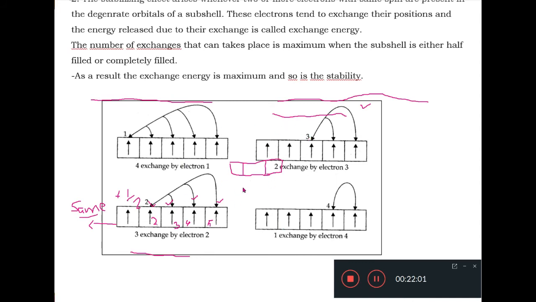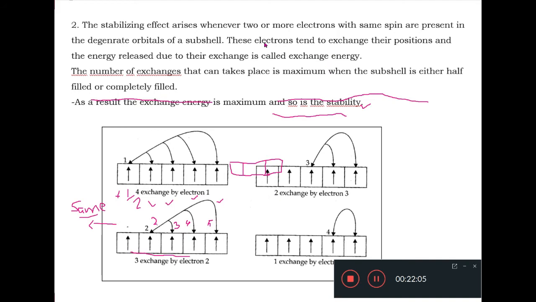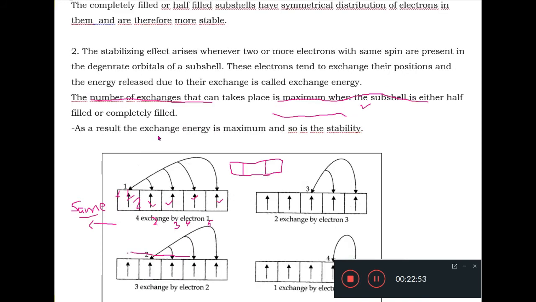The greater the number of exchanges, the greater the energy released. See, electrons tend to exchange their position. Whenever they do the exchange, energy is released. When energy is released from a system, it gets stabilized. So the energy released is called exchange energy. The number of exchanges that can take place is maximum when the subshell is either half filled or completely filled. That's why a lot of exchange energy is released, hence greater will be the stability of such orbitals. As a result, exchange energy is maximum in half filled and full filled orbitals, and so is the stability.